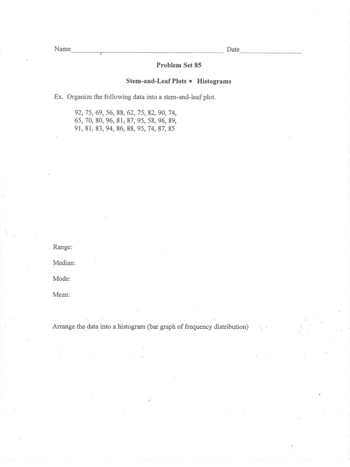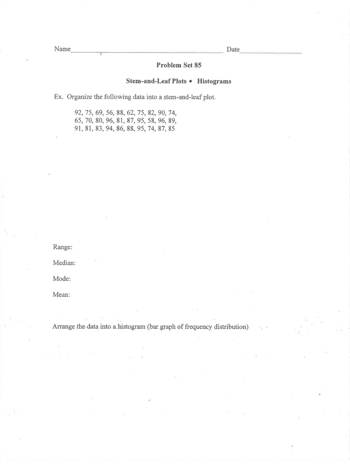Hi everybody, so this is problem set 85, stem and leaf plots and histograms. So this first little problem here demonstrates how to set up a stem and leaf plot. And really what a stem and leaf plot is, it's a way to organize data so that you include a stem and then a leaf that goes with the stem.